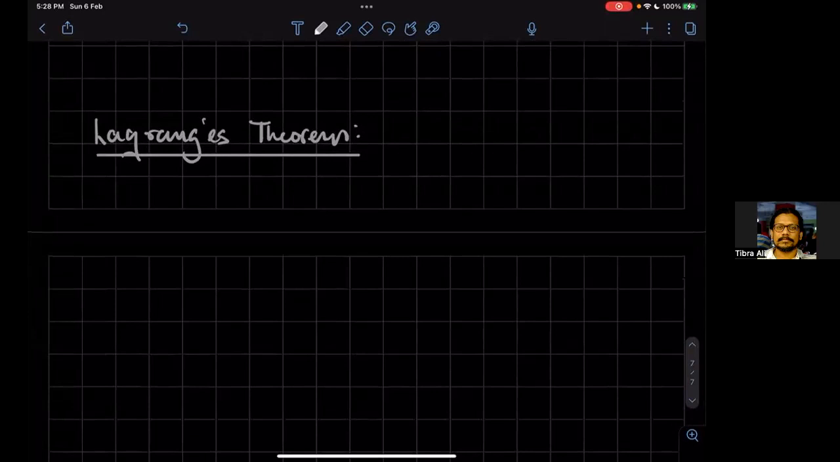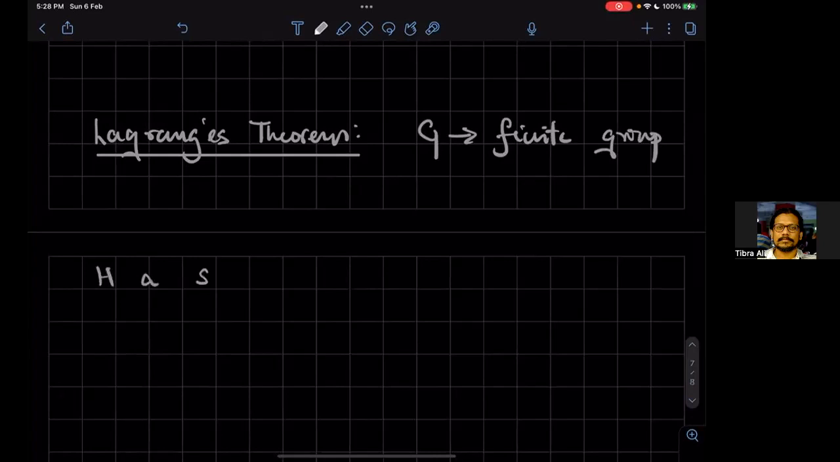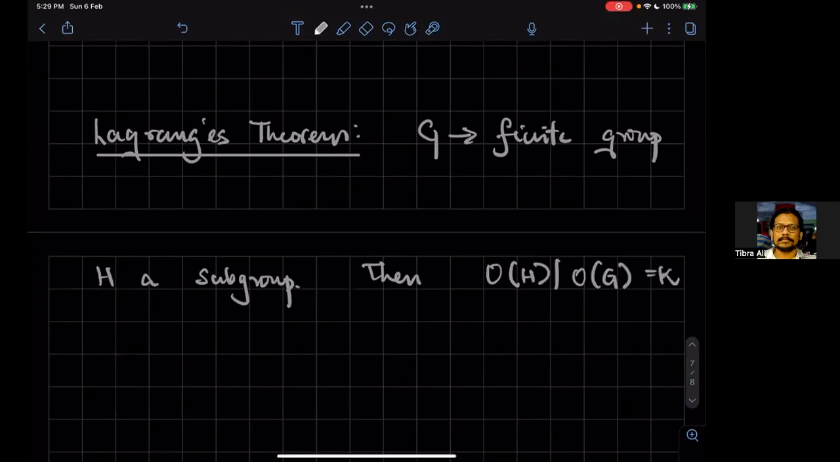So Lagrange's theorem is saying that suppose we have a finite group G, and H is a subgroup, then the order of H divides the order of G. That is, the order of G equals K times the order of H, where K is a positive non-zero integer. Okay? So this is Lagrange's theorem.